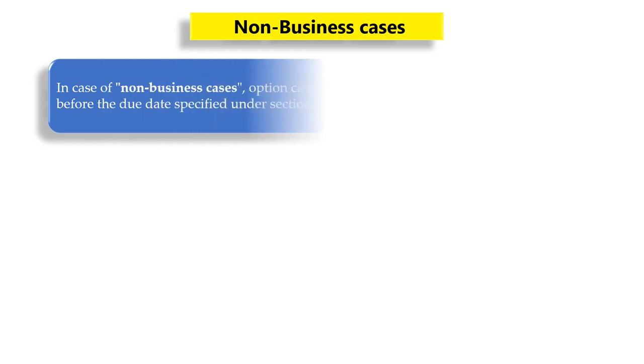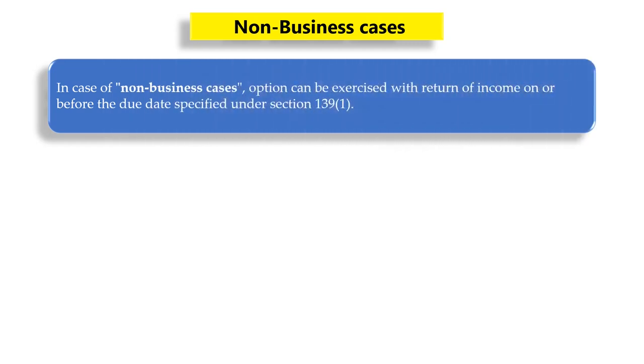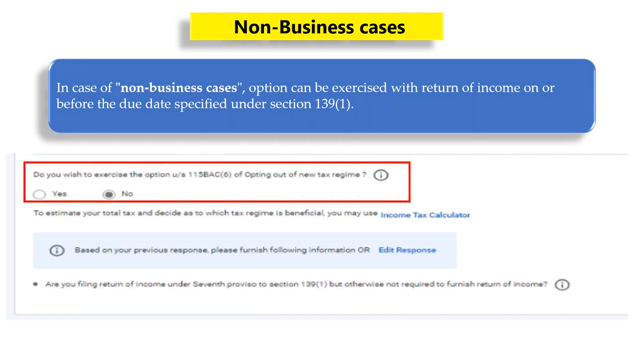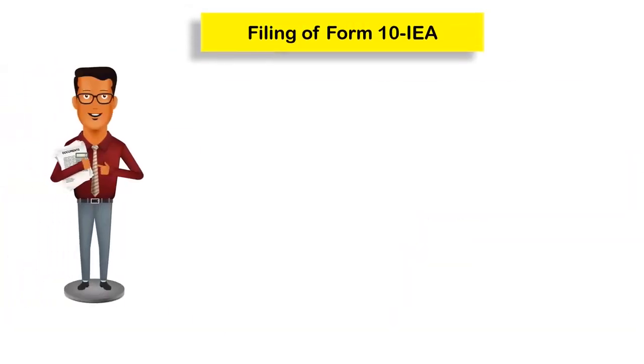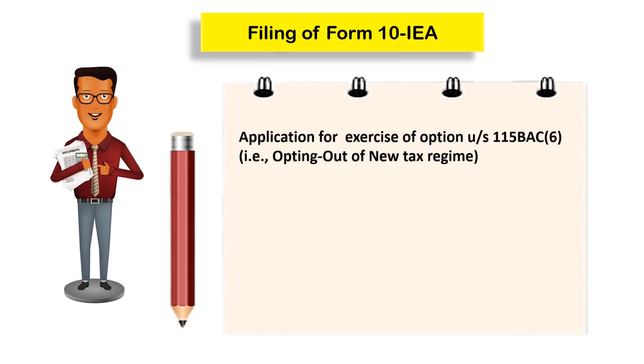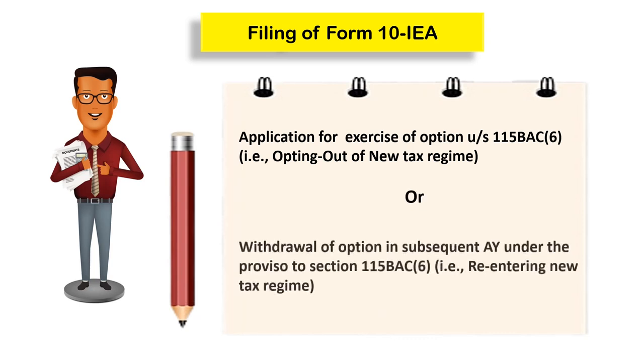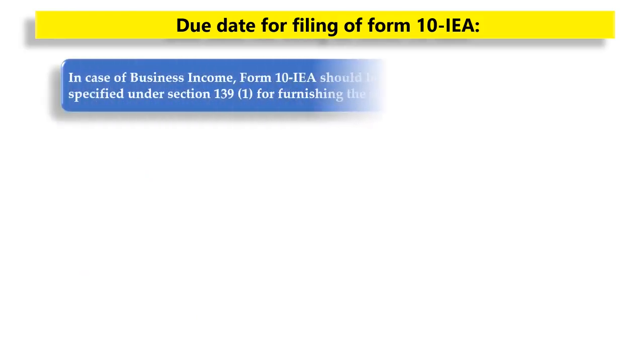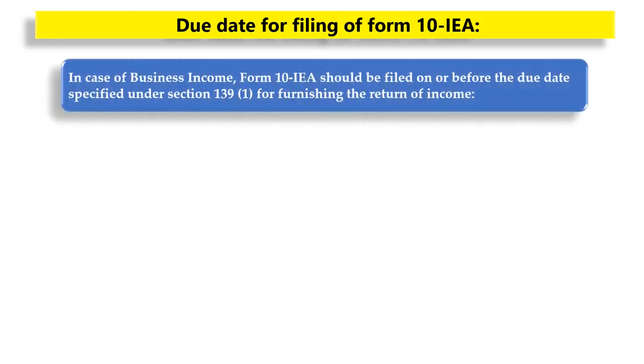However, in non-business cases, you can exercise your option with the return of income on or before the due date at the time of filing your return. Form 10IEA is applicable both for exercising the option of opting out of the new tax regime and also for withdrawal of the option in any subsequent assessment year under proviso to section 115BAC(6), that is, re-entering into the new tax regime. In case of business income, Form 10IEA should be filed on or before the due date specified under section 139 subsection 1 for furnishing the return of income.